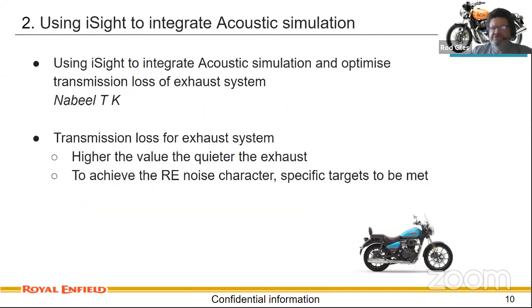Okay, so that was a gearbox durability analysis. And then the second item I have is iSight using acoustic simulation. And what we are looking at here is carrying out a parametric optimization study to try to improve the transmission loss in the exhaust system.